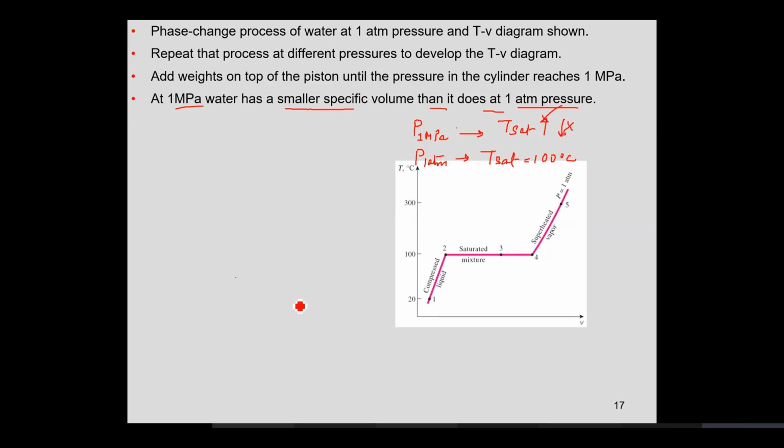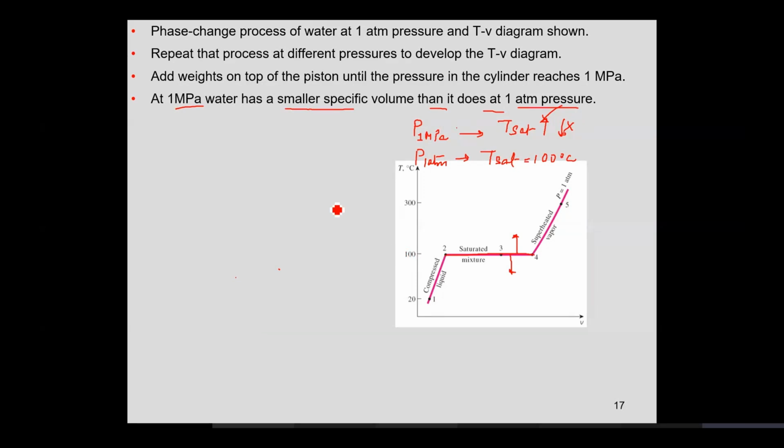That means this horizontal line at 1 megapascal, the horizontal line which is the saturation, should it go up or should it move downwards? Upward, sir. So it should move upwards. That is the second thing that you observe.